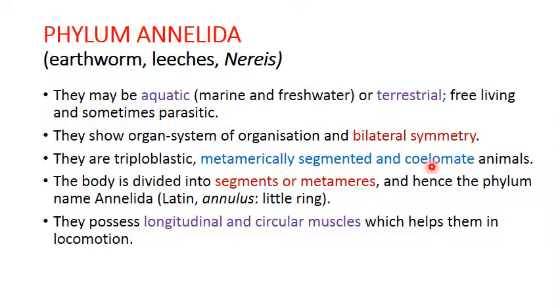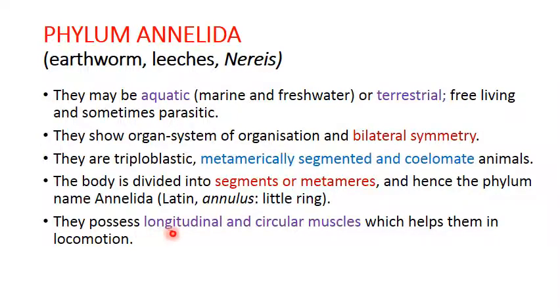और क्या है? Coelomate animals, that means a true coelom is present. इसमें we said just now body is divided into equal segments. उन segments को क्या बोलते हैं? Metameres. और इसी के लिए this phylum is called as Annelida. Latin में annulus means little ring.